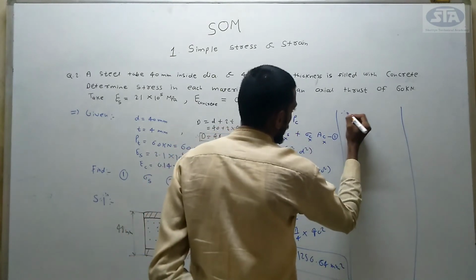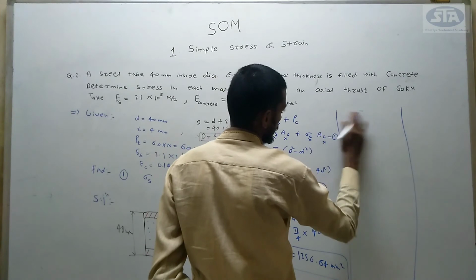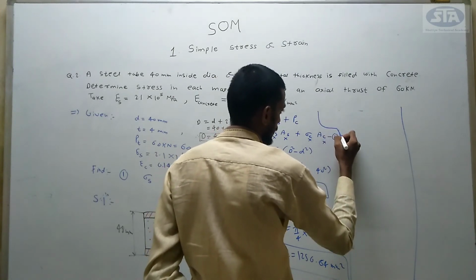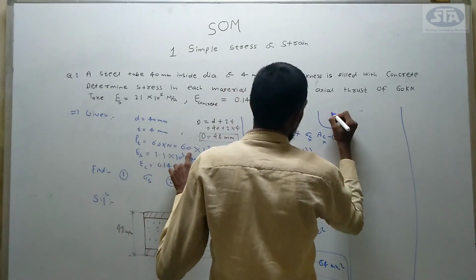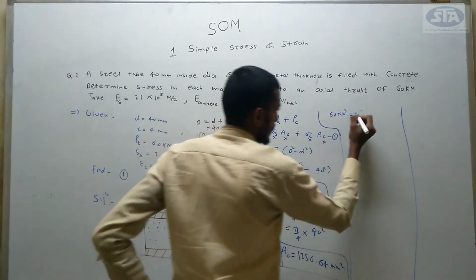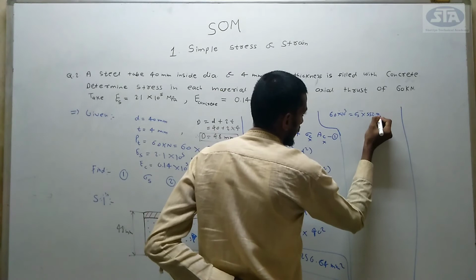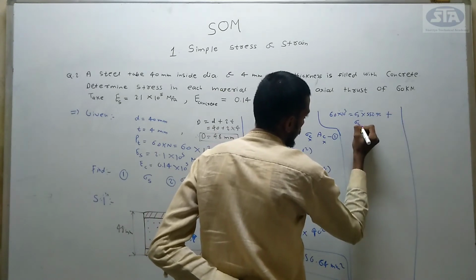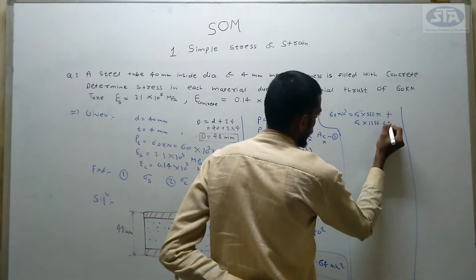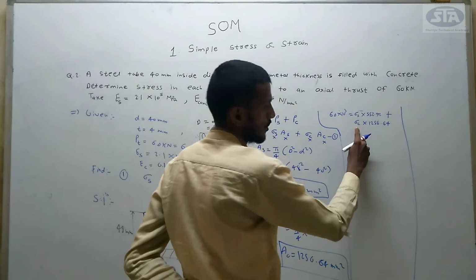Therefore P is equal to sigma of steel into area of steel plus sigma of concrete into area of concrete. You can also put the value of P, which is 60 kN, 60 into 10 raised to 3, equal to sigma of steel into 552.92 plus sigma of concrete into 1256.64. Now check: in this one equation there are two unknowns, we cannot find them out.